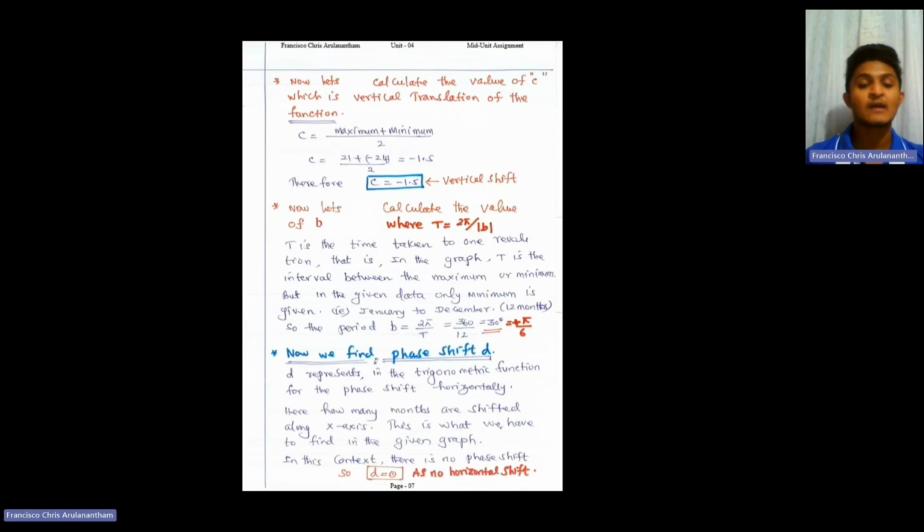Next, we will find phase shift d. d represents in the trigonometric function the phase shift horizontally. Here, how many months are shifted along x-axis? This is what we have to find in the given graph. In this context, there is no phase shift. So d is equal to 0 as no horizontal shift.